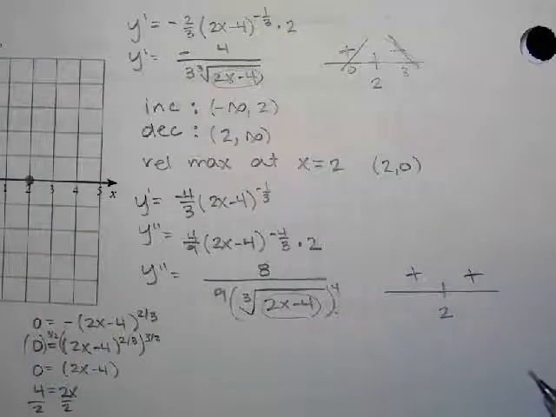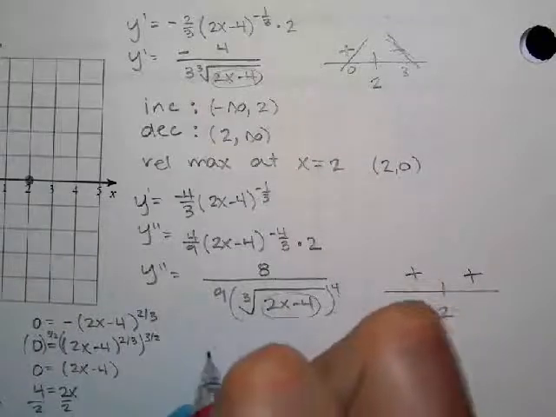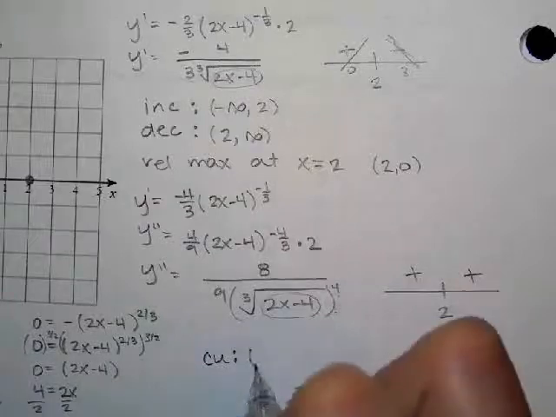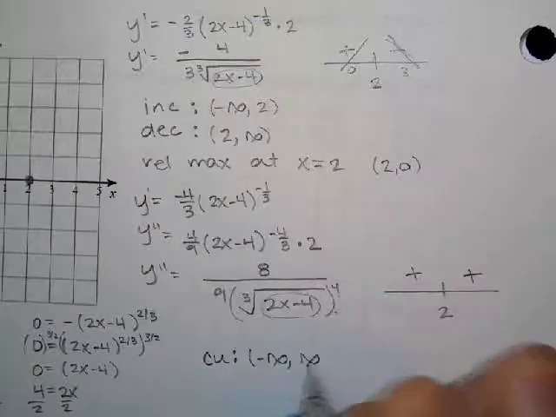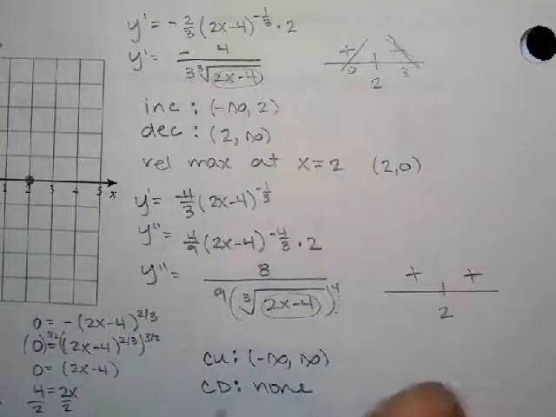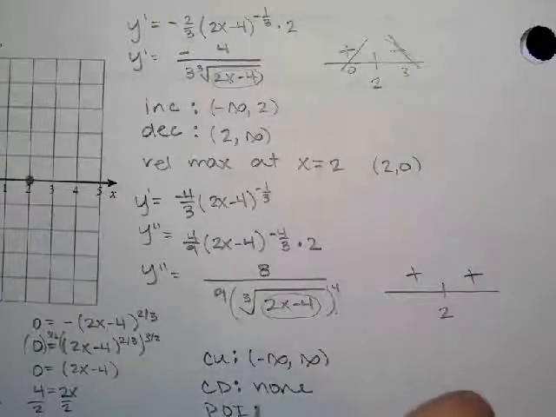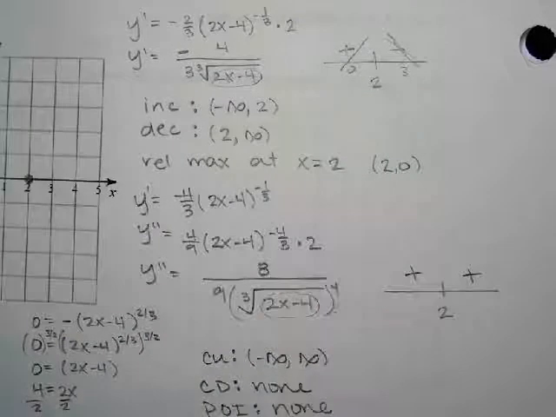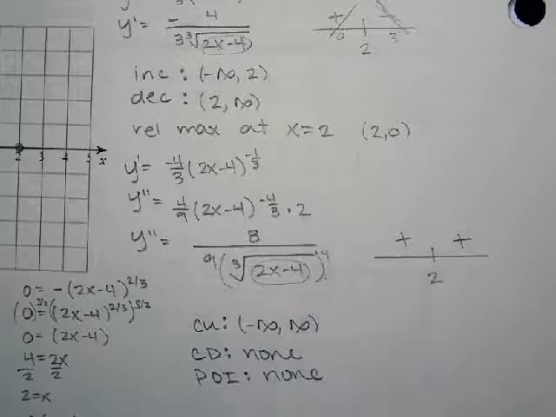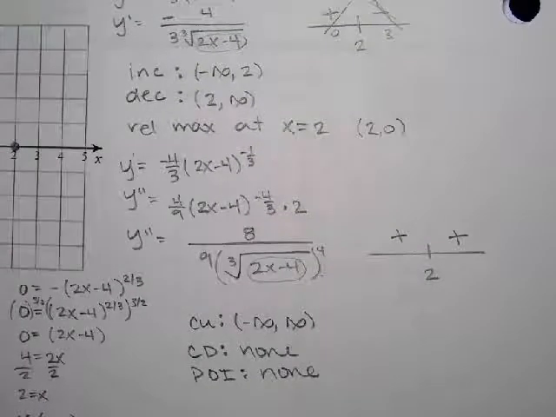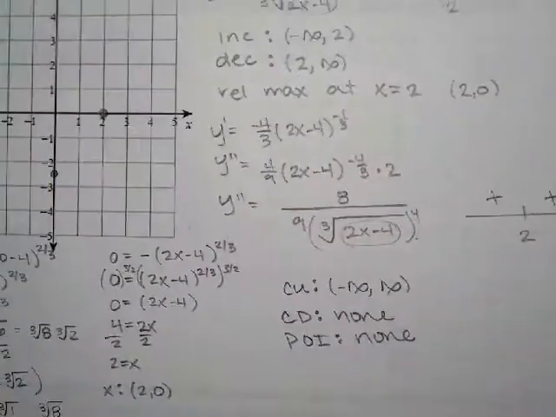So we're going to say concave up, and what are we going to write for that? What are we going to write for concave down? None. What are we going to write for point of inflection? None. So since it's positive, it does not have a point of inflection. It never switches concavity. Okay. So I'm going to go ahead and kind of box all these answers so I know what I'm drawing.